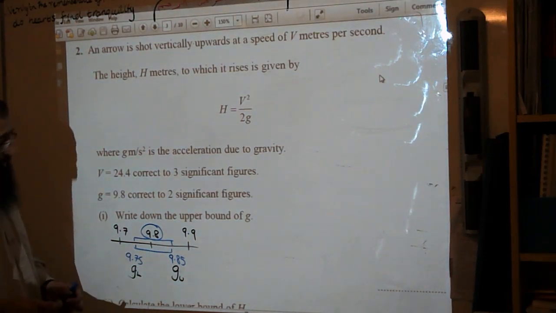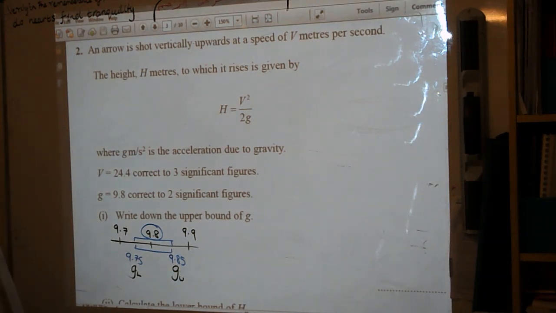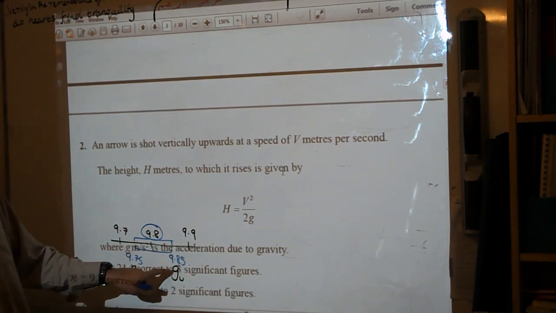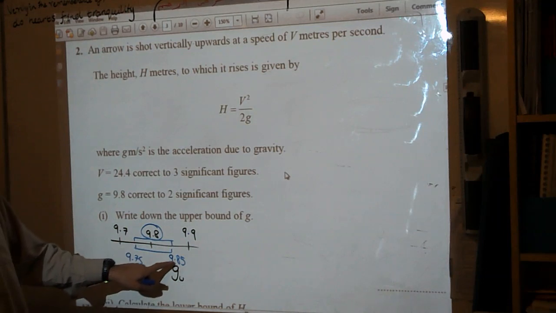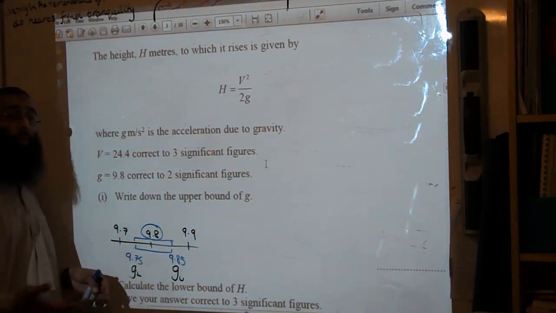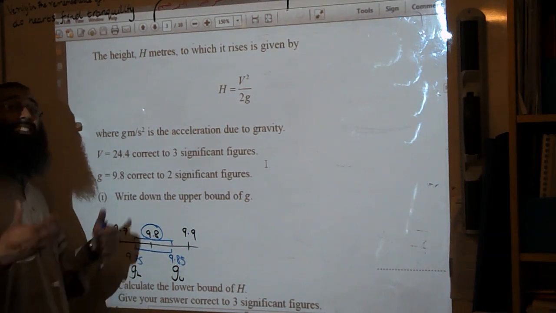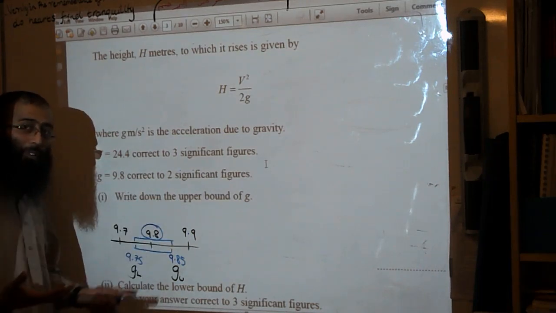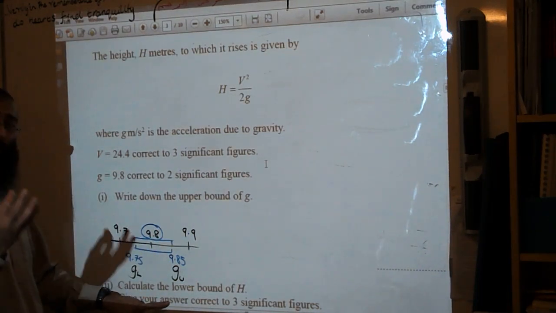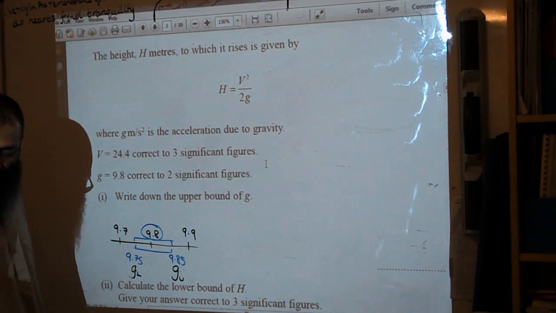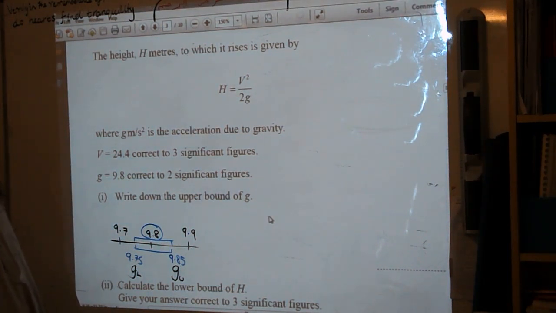Right. Now I'm going to move the question up and down a bit because I can't see the bottom of the question. It says, write down the upper bound of G, which we know is 9.85. That's part 1. Part 2 says calculate the lower bound of H. So now they've told us specifically what they want us to do. In the previous question they said by considering bounds, so they left it open, but what they really want you to do is work out upper, lower, and the average, which is long-winded. Here they're being very specific. Most questions are in this style: calculate the lower bound of H. So we should be able to do that straightforwardly. Okay, so let's go to that.